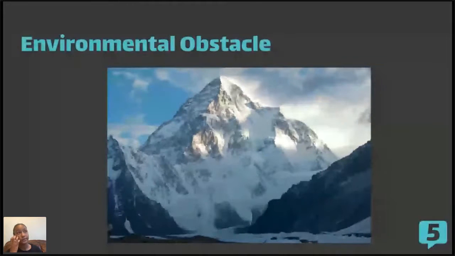Another example would be the Atlantic Ocean. When people from Europe were emigrating from Europe and coming west, the Atlantic Ocean was something that they had a hard time crossing because it was huge, and this is a huge environmental obstacle to migration. We're going to look at political obstacles.